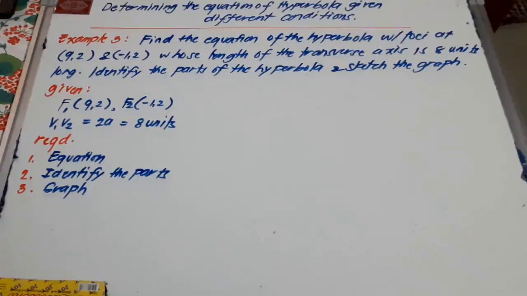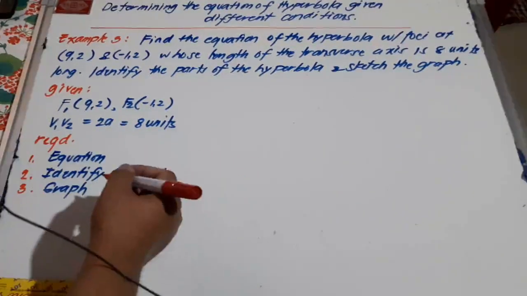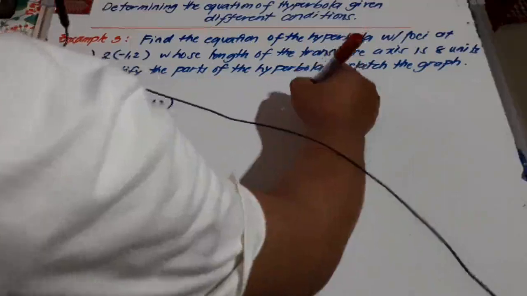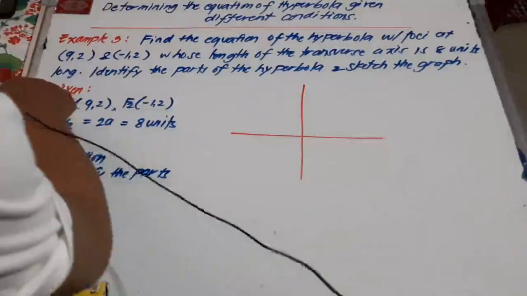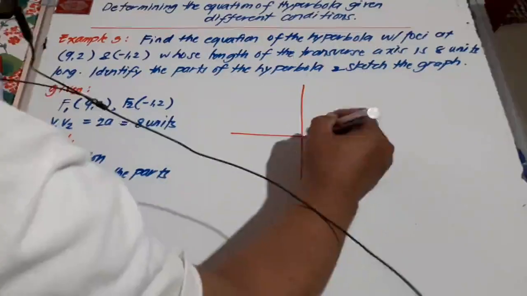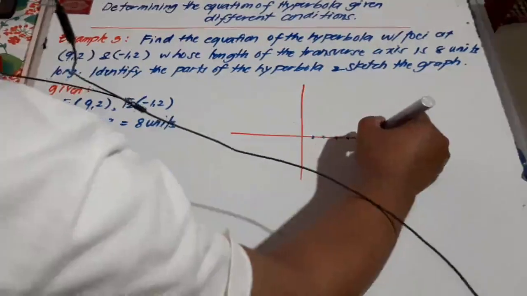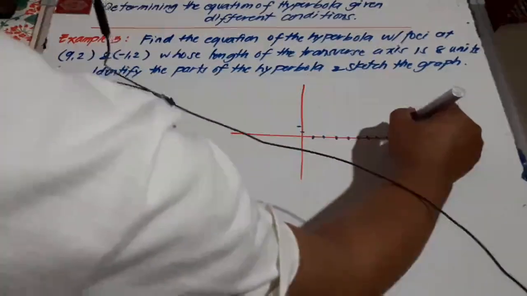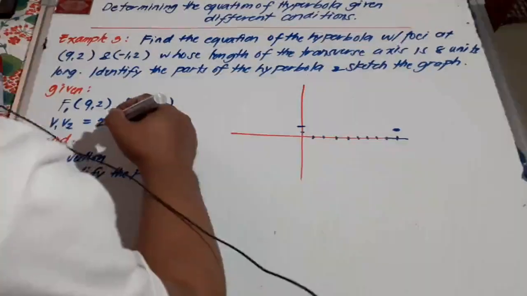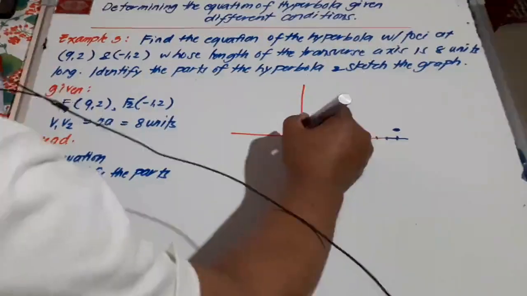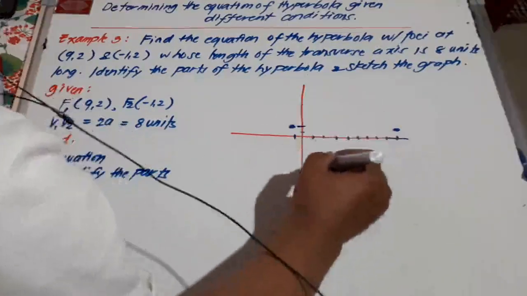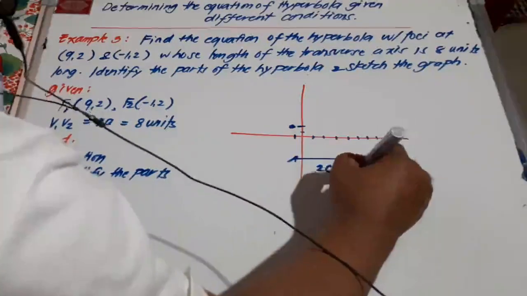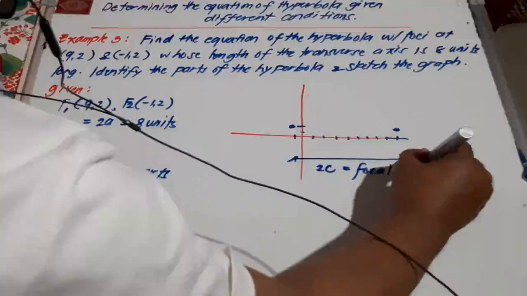Okay. To give us an idea of what our graph looks like, let's plot these points first. So, (9, 2). So, 1, 2, 3, 4, 5, 6, 7, 8, 9, and 2. So, here is one of our foci. So, we have (-1, 2). So, from here up to this point, that is 2c, the focal length.